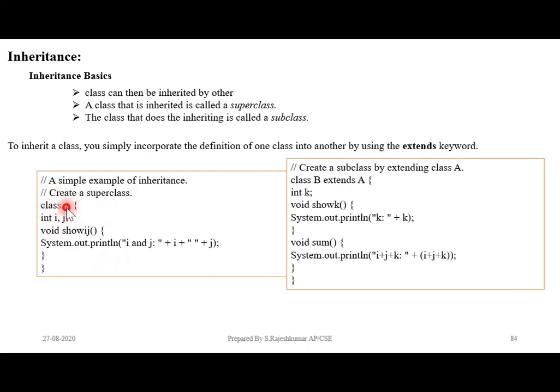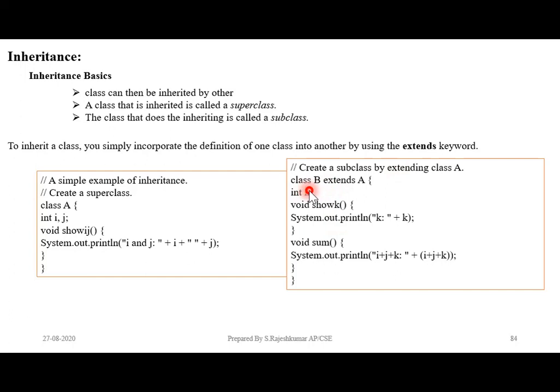So here I have created a class A, where I have two instance variables, int i and j. Along with those instance variables, I have created one member function here, void show ij. This is the member function name. Within this member function, I just printed the variables i and j with System.out. This is a base class. It does not inherit anything. The class simply contains two instance variables and one member function. In that member function, I just printed those instance variables. That's it.